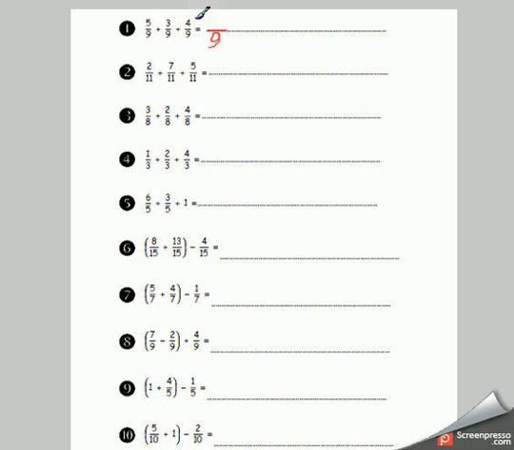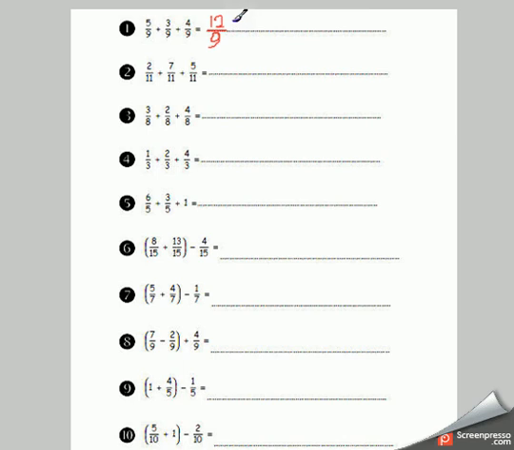Okay. After that, what can I do? First, you should add the numerators. 5 plus 3 equals 8, 8 plus 4 equals 12. Okay. Is this proper or improper? Is it in the simplest form or not? After addition, you should check whether the fraction is in the simplest form or not.